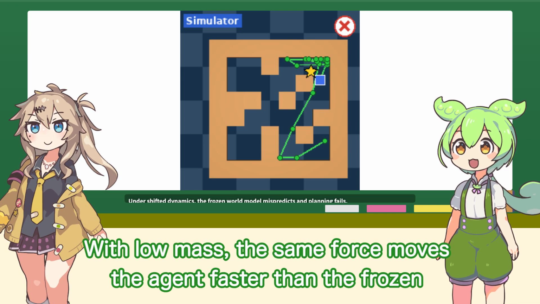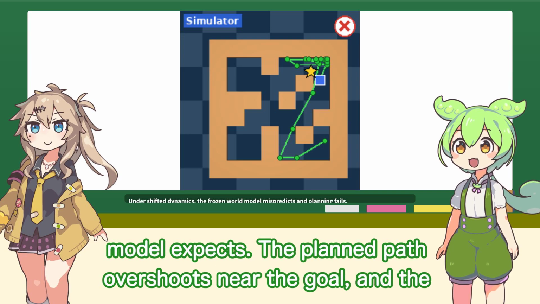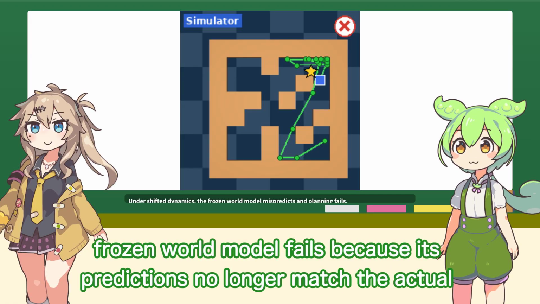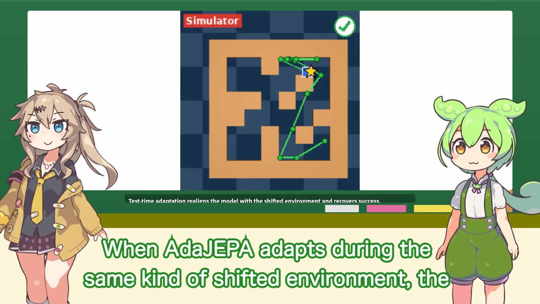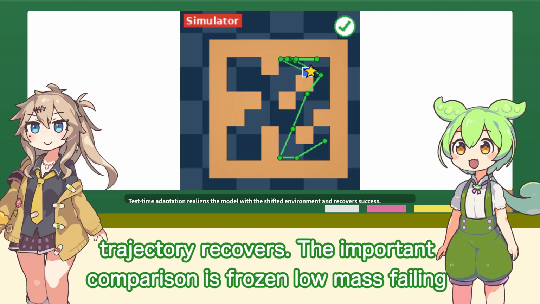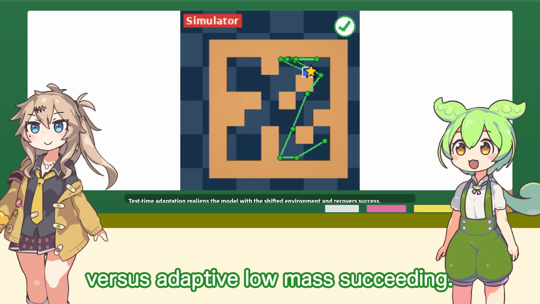With low mass, the same force moves the agent faster than the frozen model expects. The planned path overshoots near the goal, and the frozen world model fails because its predictions no longer match the actual dynamics. When AdaJEPA adapts during the same kind of shifted environment, the trajectory recovers. The important comparison is frozen low mass failing versus adaptive low mass succeeding.